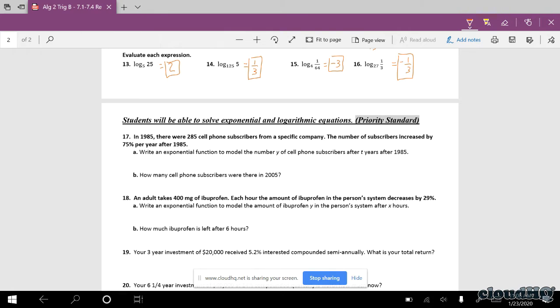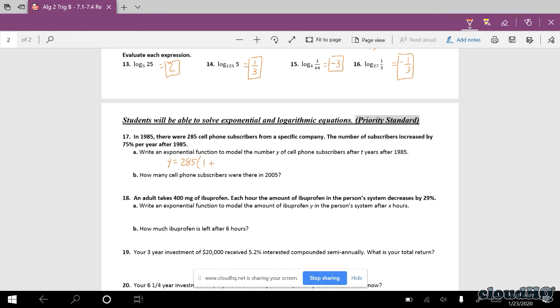Part A, we have to write an exponential function for this scenario. They're telling us that t is starting in 1985. We can consider that when time began, so that means our initial amount of cell phones was 285. That's the A. And then that was the number of subscribers, and then it's increasing, so it's exponential growth.